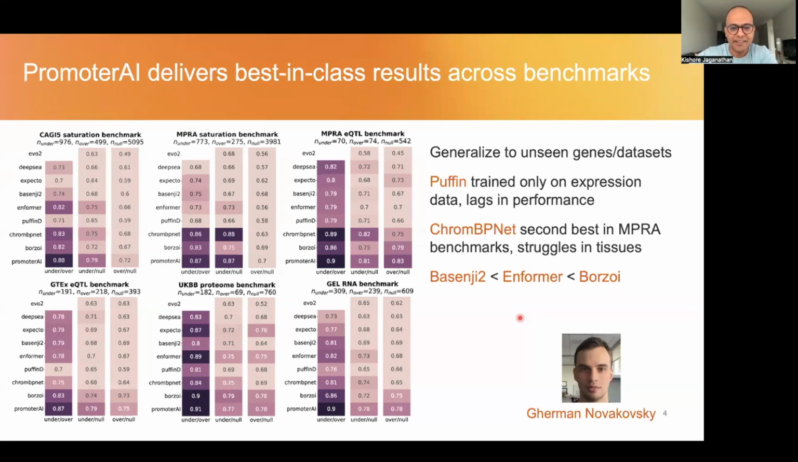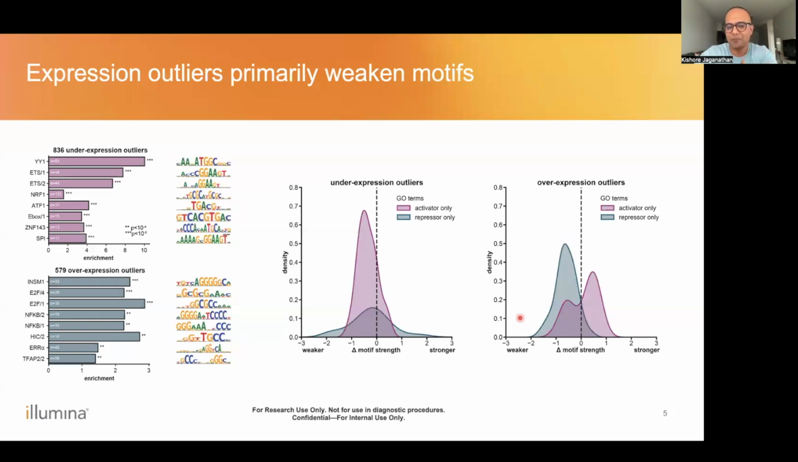And in the next few slides, I will show you a few different analyses we did to get a better understanding of what's happening in different parts of the training process. So I'll start with the gene expression outliers that we have created, and we try to get some understanding of why these gene expression outliers actually change expression.